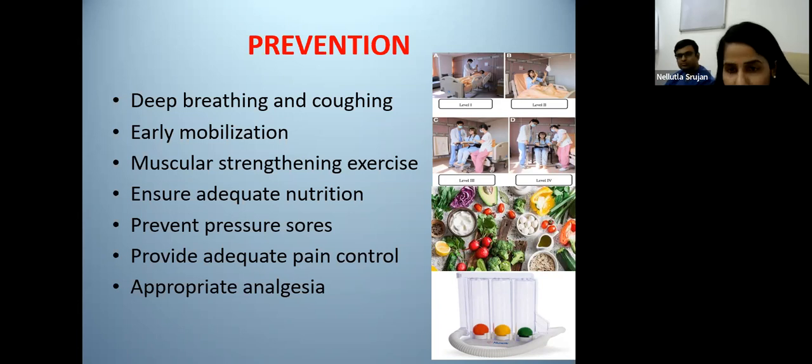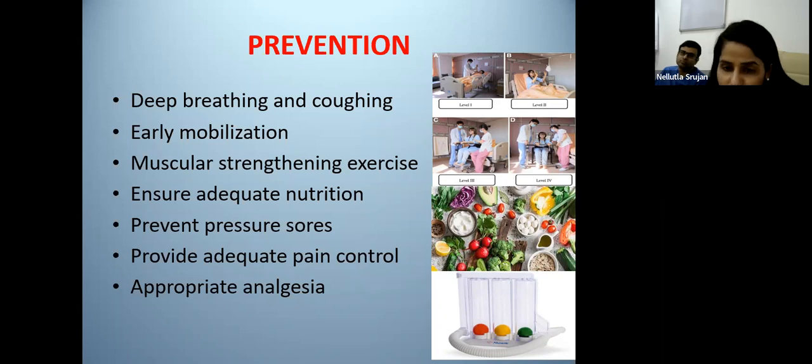Then nutrition: adequate nutrition has to be given to the patient, like a protein rich diet. And after the surgery, definitely blood loss will be there. So an iron rich diet, calcium rich diet, and protein rich diet. All these diets have to be explained to the patient so that they can improve. Electrolyte imbalance is very important, so there should not be any deviation.